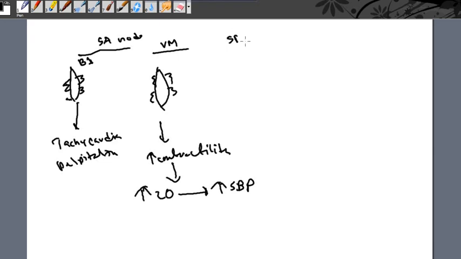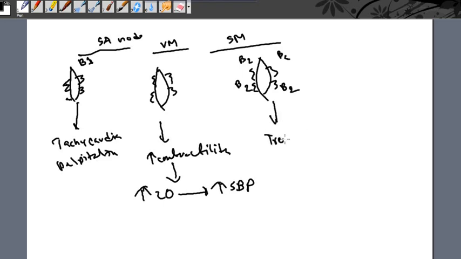Third important thing is skeletal muscle. In the skeletal muscle spindle a lot of beta 2 receptor is expressed, and when this beta 2 receptor is stimulated, this leads to tremor. And last but not the least, in the CNS, beta receptor expression is increased. This leads to anxiety, restlessness.